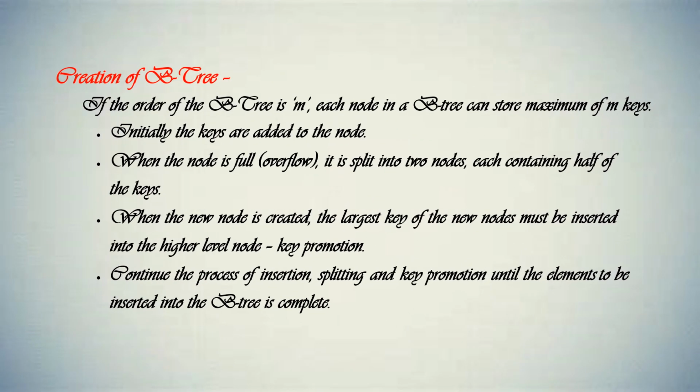Creation of a B tree. If the order of the B tree is m, each node in a B tree can store a maximum of m keys. Initially, the keys are added to the node. When the node is full, that is, when the node overflows, it is split into two nodes, each containing half of the keys. When the new node is created, the largest key of the new nodes must be inserted into the higher level node, that is the key promotion. Continue the process of insertion, splitting, and key promotion until the elements to be inserted into the B tree are complete.